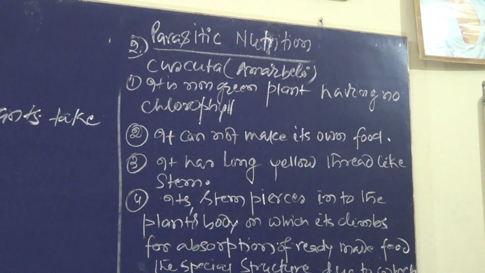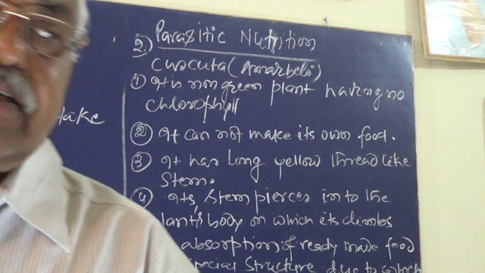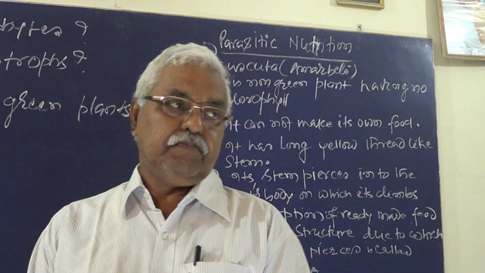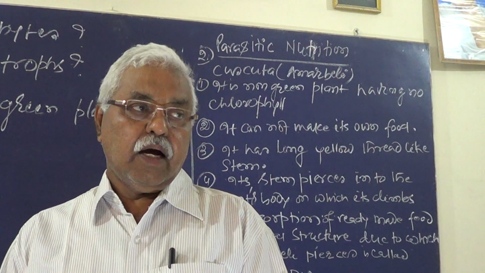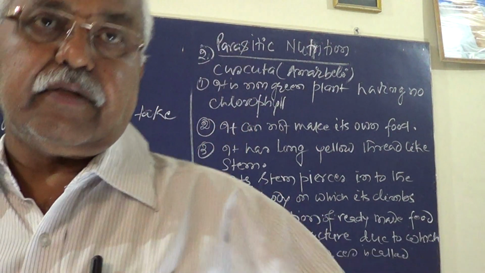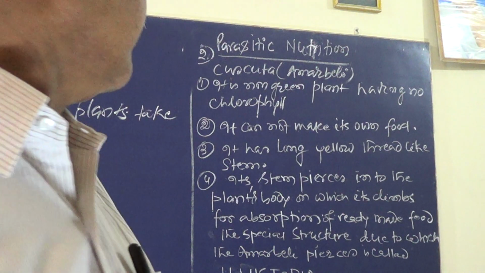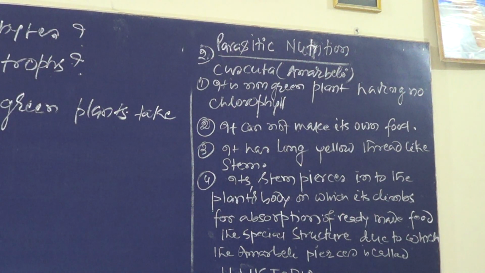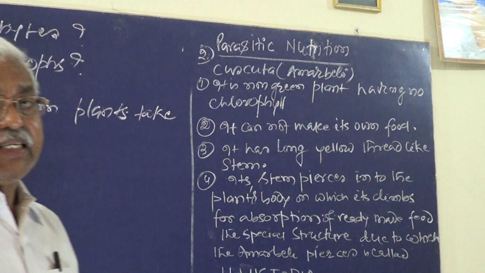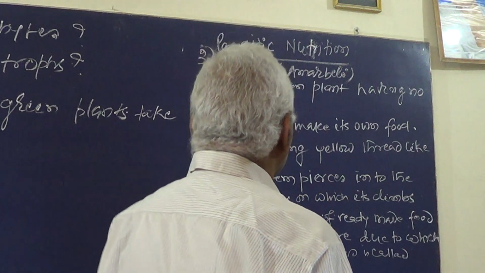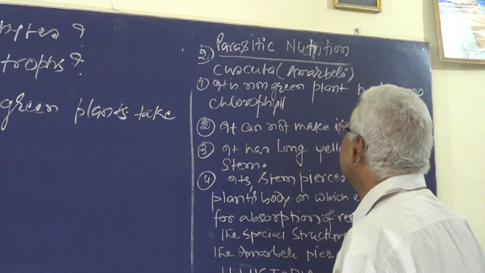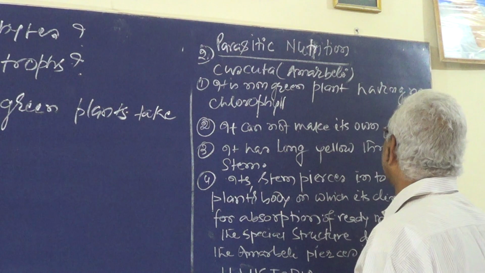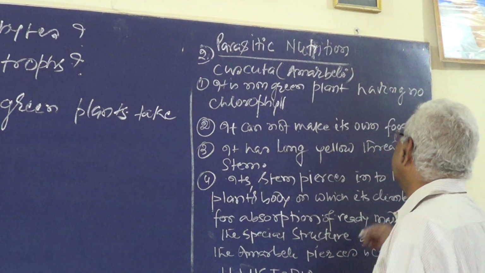What is parasitic nutrition? The name itself signifies it. You can find out Amar Bail in that, Cuscuta. That is Amar Bail. How does it look? So children, we will discuss parasitic nutrition. That is Amar Bail. It is a non-green plant having no chlorophyll.